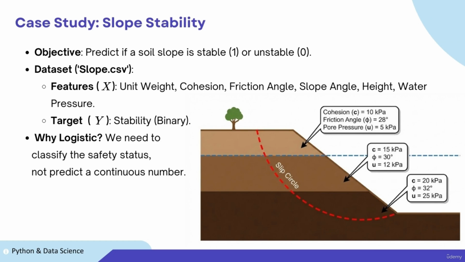Let's apply this to the real world. We are analyzing slope stability. Our goal is to predict if a landslide will occur. The inputs, or X features, are cohesion, friction angle, and water pressure. The output, or Y target, is binary. 0 means stable. 1 means unstable. We want our Python model to look at the soil properties and warn us if the risk is too high.